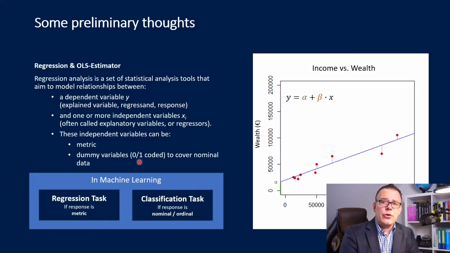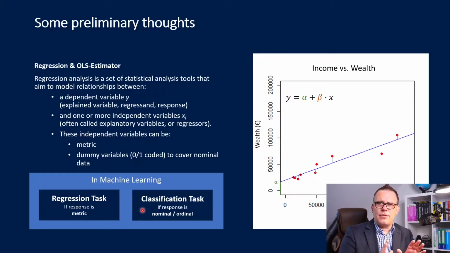In machine learning, regression analysis is a bit differently defined. In machine learning, we speak of a regression task if the response variable, or the epsilon variable, is metric. And we speak of a classification task if this response variable is nominal or ordinal.